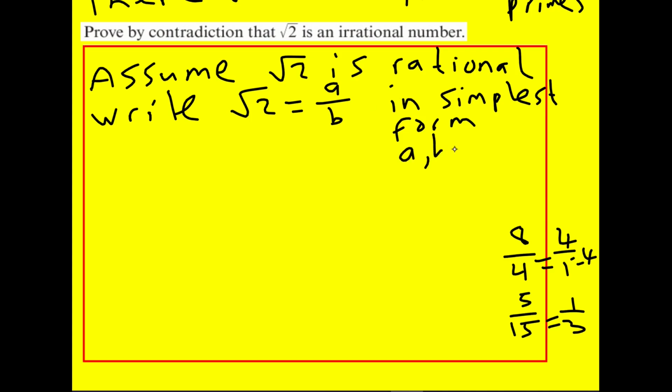a and b are whole numbers. I'm going to say it belongs to the set of integers. That's quite important as well. That's the definition of a rational number.